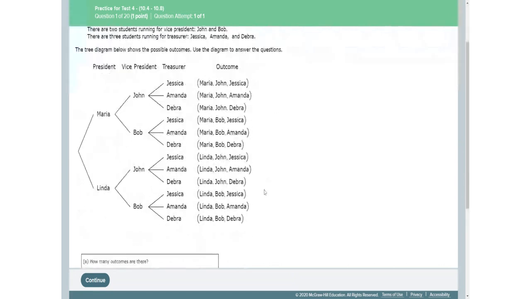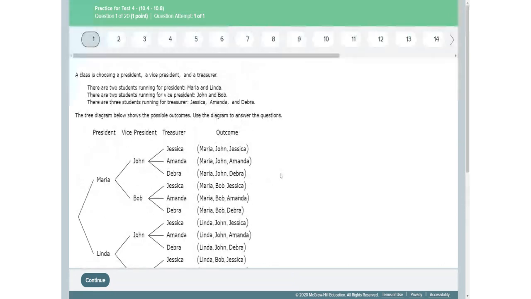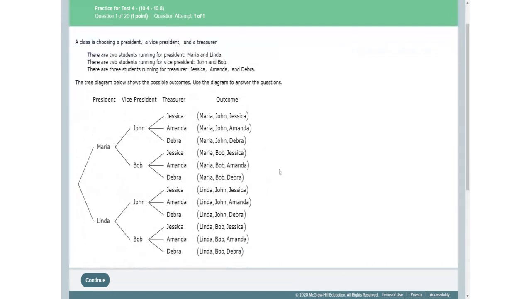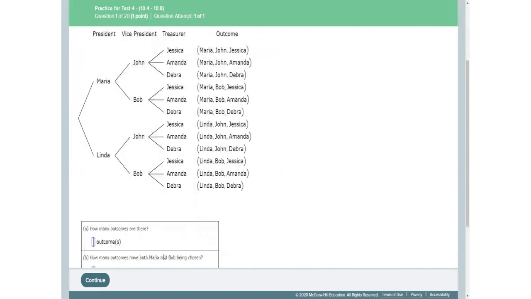Okay, this one is just talking about outcomes. It talks about two students running for president, Marie and Linda. And then there are two students running for vice president, so there's a fork off there, two people, John and Bob. And then you've got three running for treasurer. Now, by the counting principle, that's 2 times 2 is 4, 4 times 3 is 12. So there's 12 different options, so you can put a 12 right there.